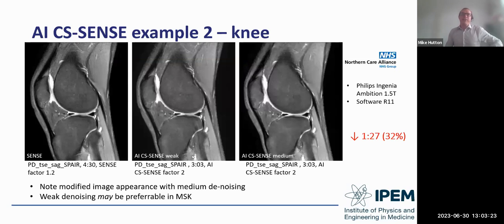Next example, again, AI-CS sense in the knee, this time looking at the difference between the two denoising factors, so weak and medium denoising. So left-hand side, original clinical sequence with sense factor 1.2, then we've got CS sense factor 2 in the middle and the right-hand side images, but with different denoising levels. And you can probably see even from those images, even if you're on a small monitor, that the image on the right hand side looks quite different. It looks very smooth. There's no obvious noise in that image like in the original.